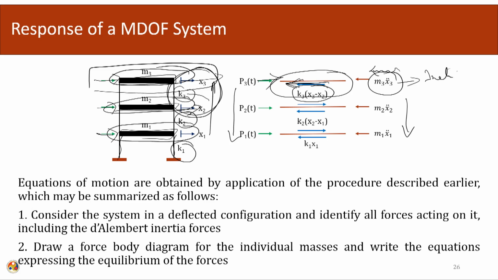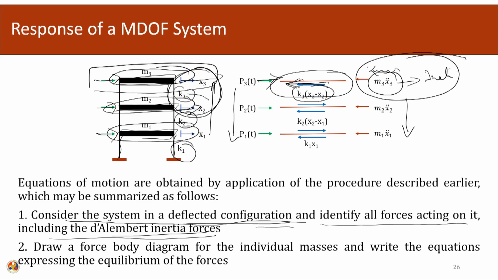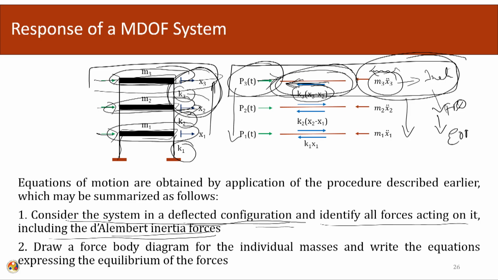So, equations of motion are obtained by application of the procedure described earlier, which is given here. We consider the system in a deflected configuration and identify all the forces acting on it, including the D'Alembert's inertial forces. This is the inertial force given by D'Alembert's principle, this is the effect of the externally applied loading, and this is the effect of the stiffness in the system. If you write them down, here we get the free body diagram, and from the free body diagram we can write down the equation of motion.